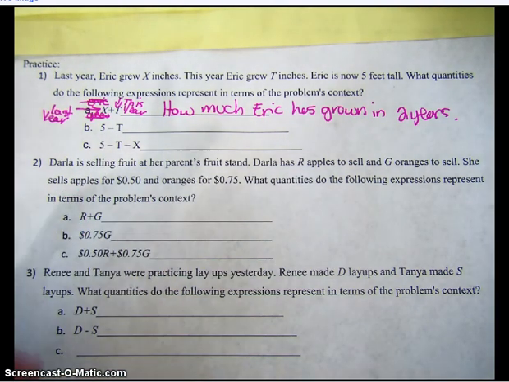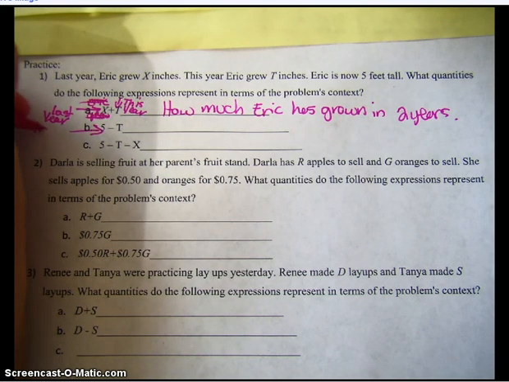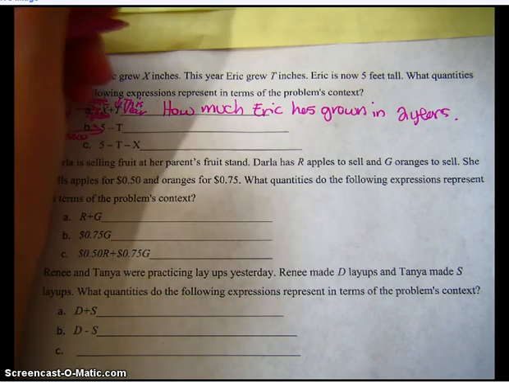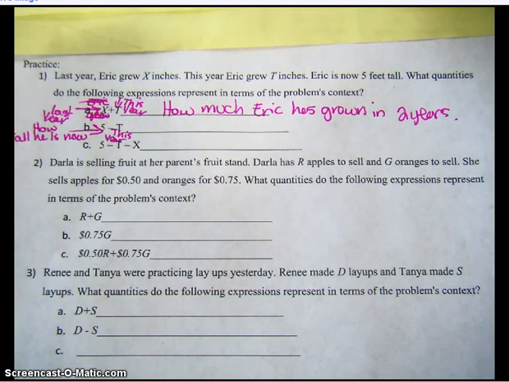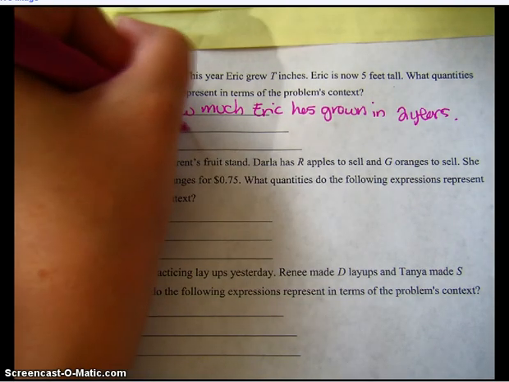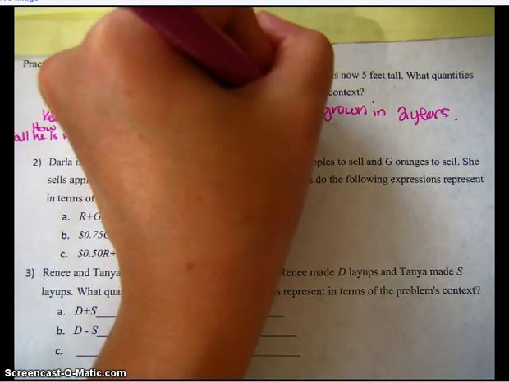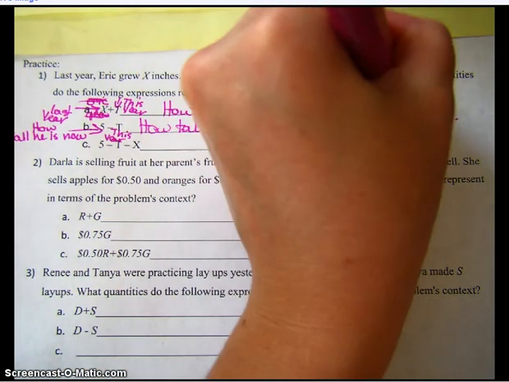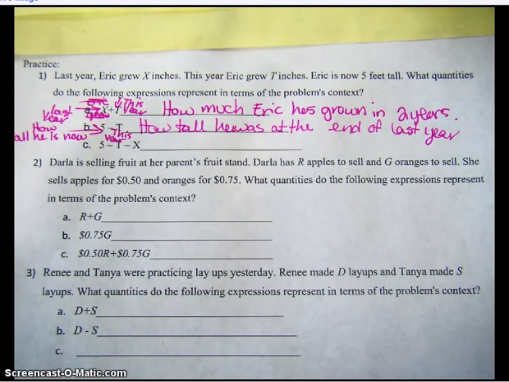So B says 5 minus T. Well, 5 is how tall he is now. T was how much he grew this year. So we're taking how tall he is now and subtracting how much he grew. So really what we're looking at is how tall he was at the end of last year. Okay, because we're taking how tall he is now minus that.